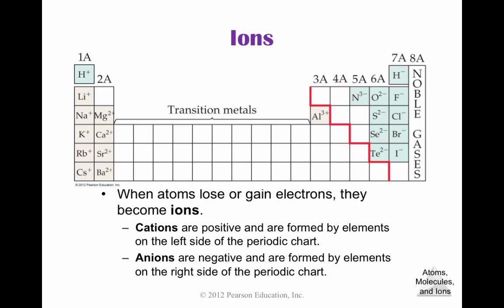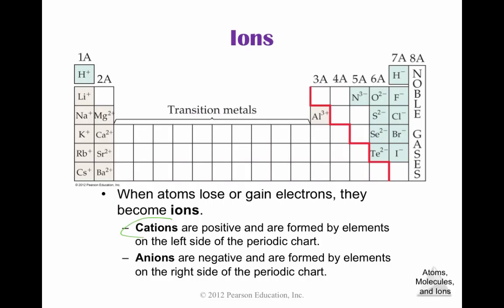Gases. So we use the periodic table when we're looking at ions. Remember, electrons are the only subatomic particle that's involved in bonding and reactivity. So electrons are what is gained or lost in the formation of ions. When atoms lose or gain electrons, they become ions.